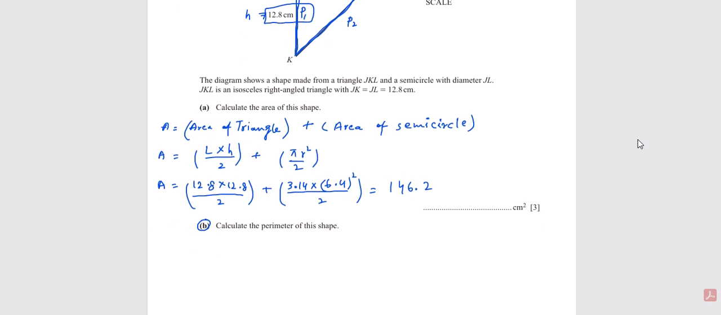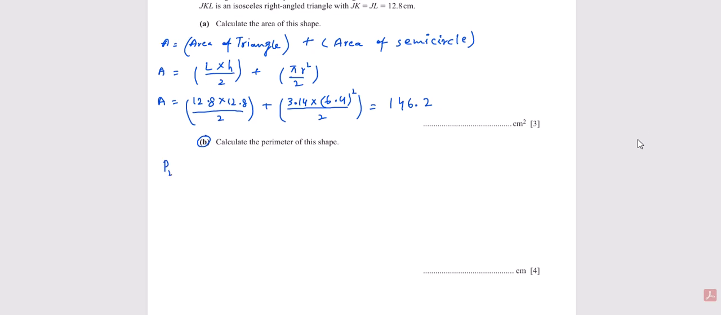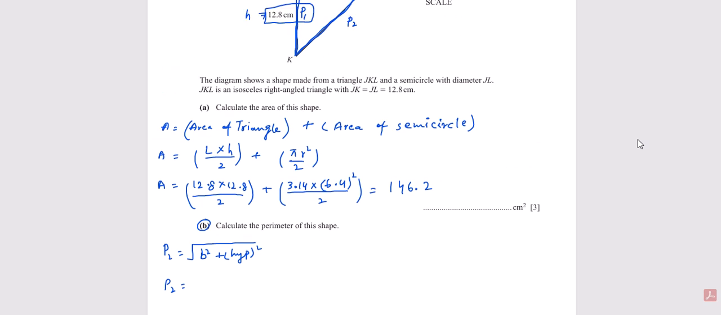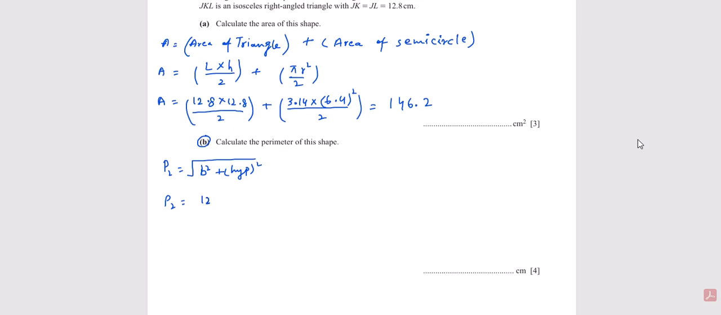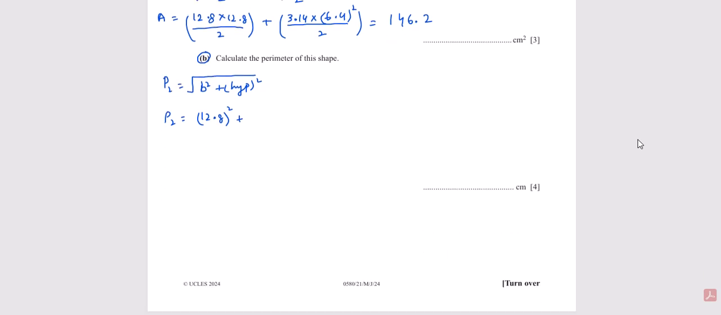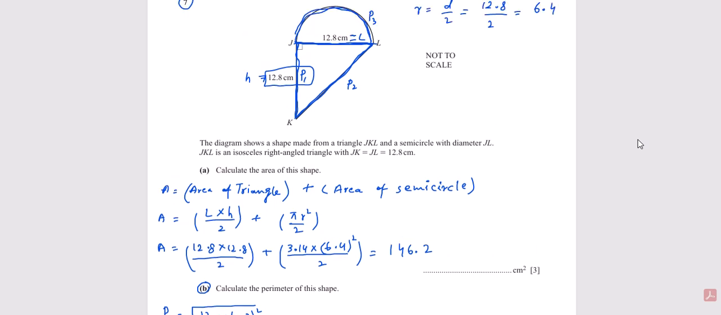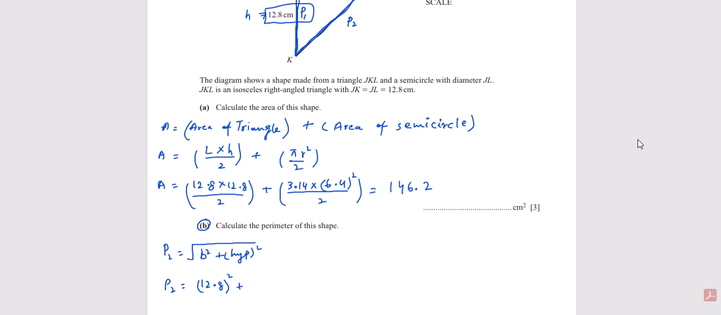To find P2, we use the Pythagoras theorem. P2 is equal to the square root of base squared plus perpendicular squared. For P2, the base is this one, that is equal to 12.8 squared, plus the perpendicular, right here.